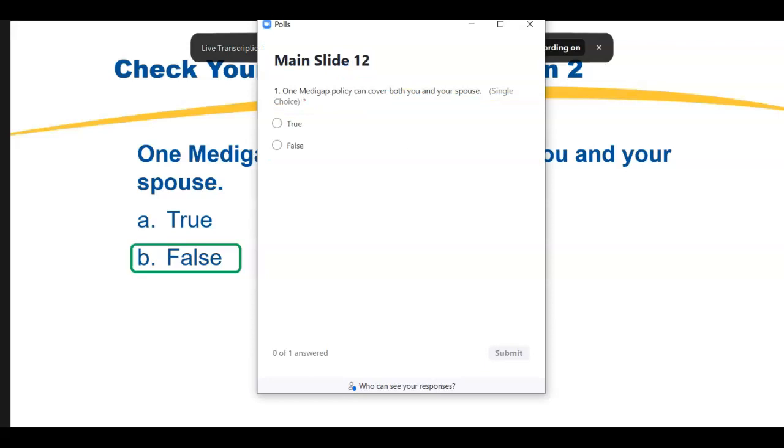One Medigap policy can cover both you and your spouse. Is that true or false?